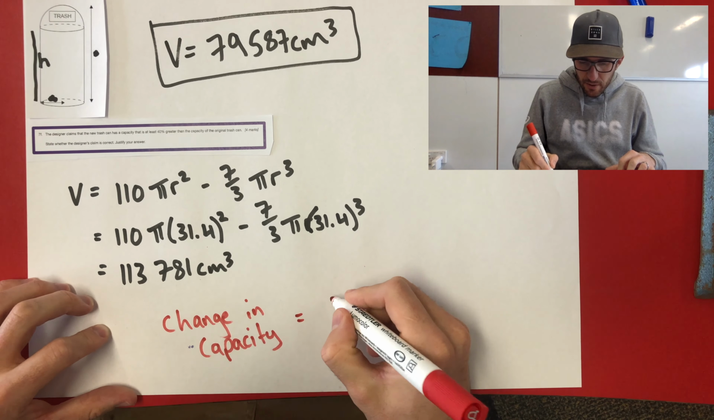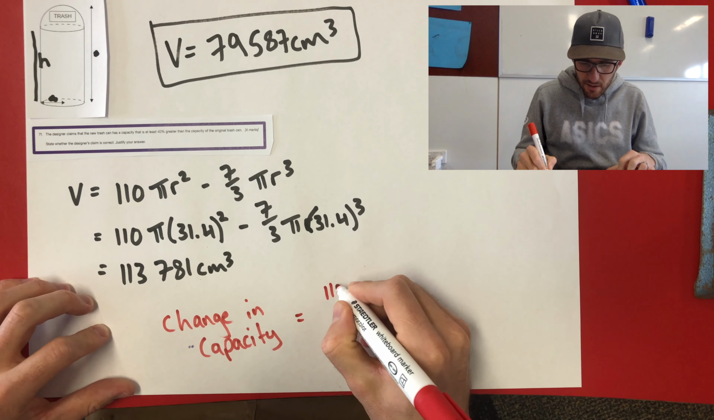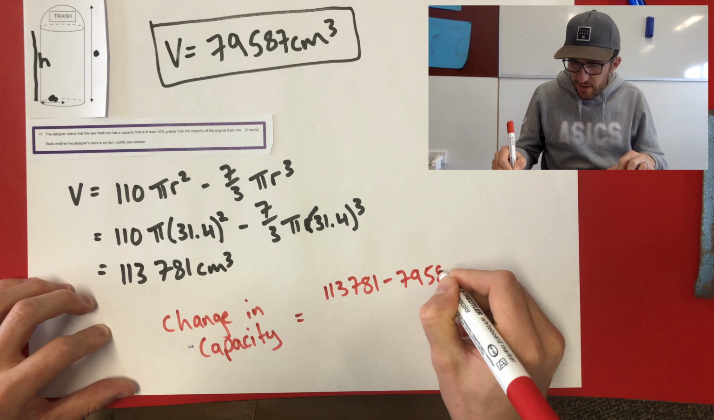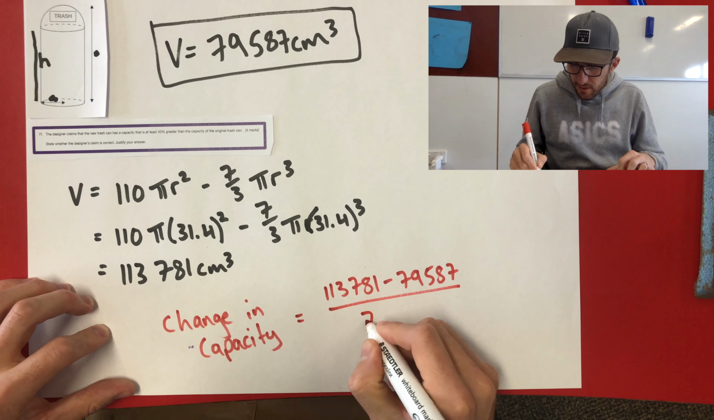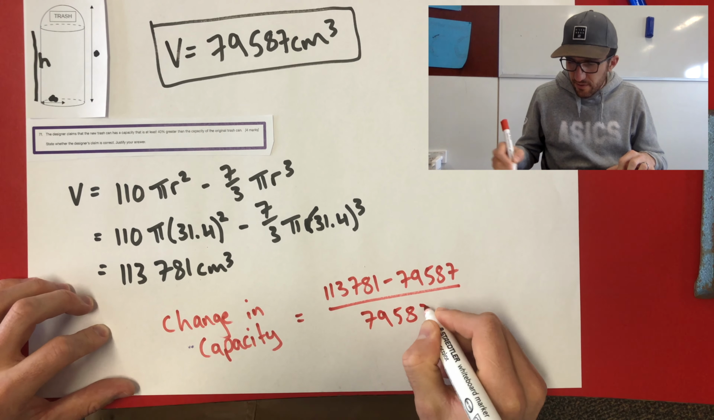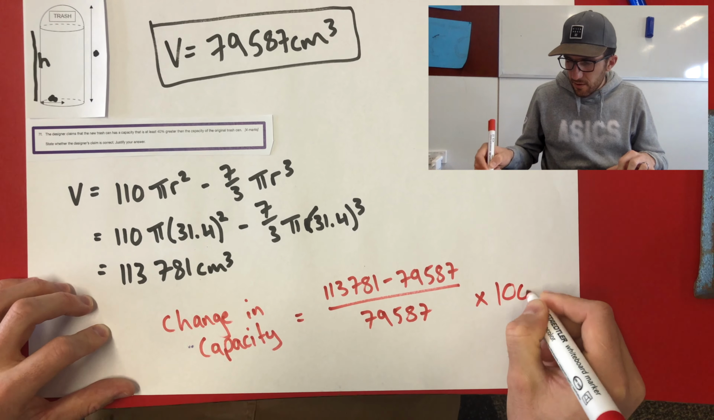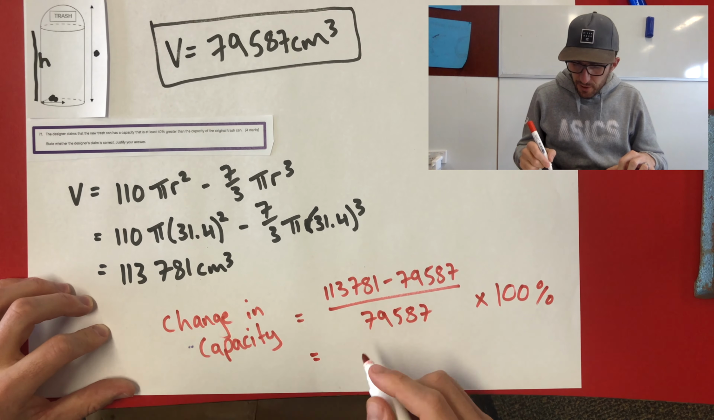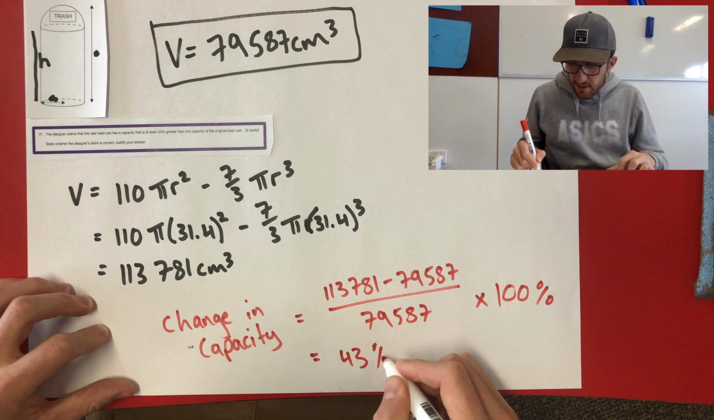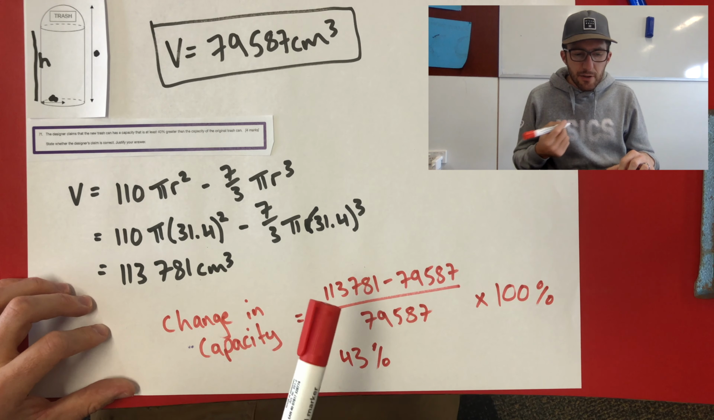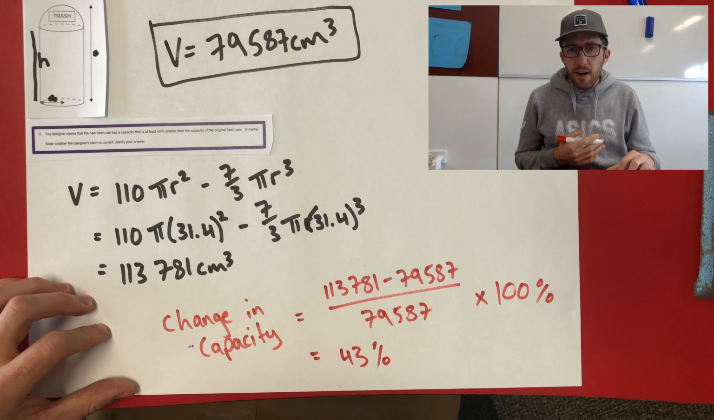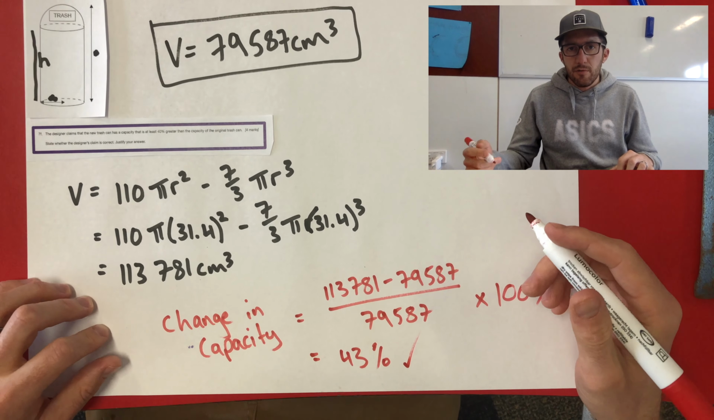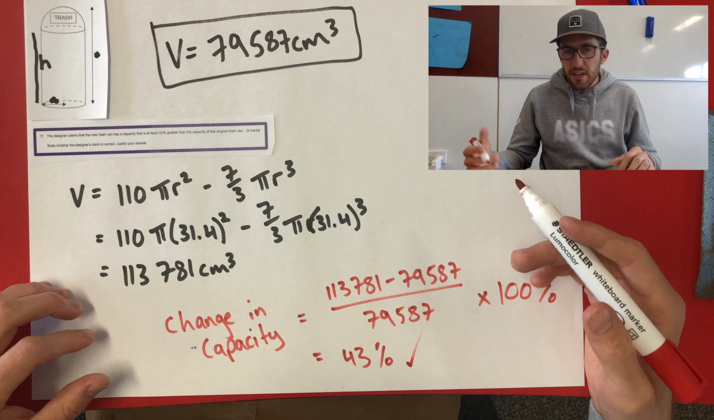And so what we do is we're going to go 113,781 minus 79587 over 79587 times 100%. And if we do that, we get 43% as our answer. So the designer claimed the new trash can has a capacity at least 40% greater. Is that true? Yes, it is. The new trash can is 43% greater. So they made the right claim.